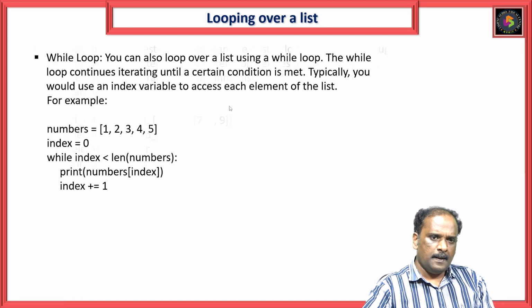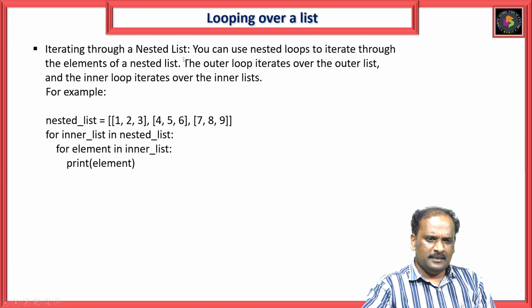Now, iterating through a nested list. Till now we have seen the list iteration by using the for loop and while loop, but we can iterate even the nested list also. You can use nested loops to iterate through the elements of the list. The outer loop iterates over the outer list and the inner loop iterates over the inner list. Now you can observe here that the nested list is containing 3 elements. So each element is a sublist: 1, 2, 3, 4, 5, 6 and 7, 8, 9.